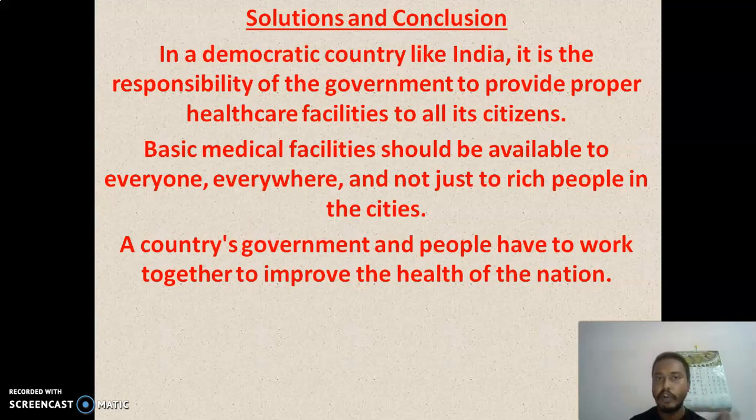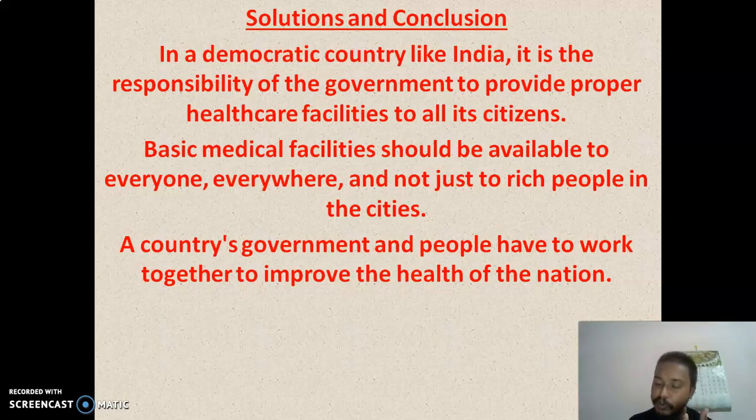Next is solution and conclusion. This is our conclusion of this lesson. From this lesson, we have understood that India is a democratic country, and it is the government's responsibility to provide healthcare facilities to all its citizens. Basic medical facilities should be available to everyone, everywhere, and not just to rich people in the cities.